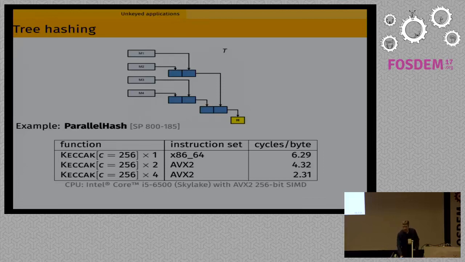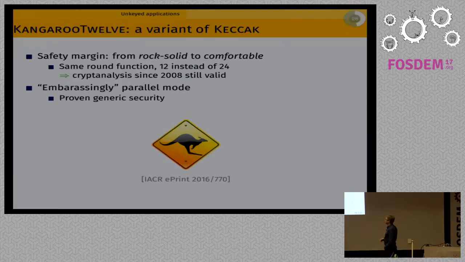We can actually go further than this, and that's the purpose of this new KangarooTwelve hash function. I've shown you that 24 rounds are rock solid. We can afford to decrease the safety margin a bit, and actually more than a bit. We can go down to 12 rounds and still have a comfortable safety margin, so that gives us a factor 2 speedup. And then we can have a special mode, a tree hash mode, that is what is called embarrassingly parallel, such that as soon as you have enough data as input, there is as much parallelism as your platform allows you to exploit.